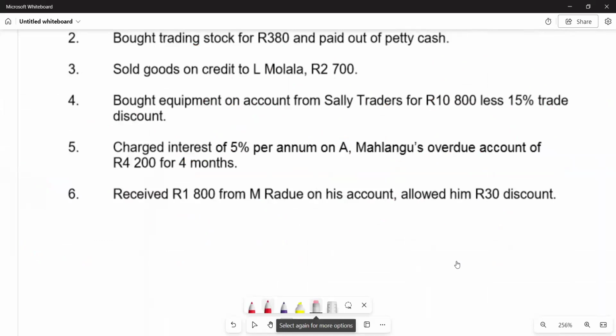Right, on the fifth one, we are saying charge interest of 5% per annum on Mahlangu's overdue account of 4,200 rands for 4 months. But the issue is there's an interest that is being charged there. We are charging an interest, so we are receiving the interest. So you're going to have an interest income account, and we are charging Mahlangu. So it means this one is a debtor, supposed to pay us the interest. So we are having a debtors control, and we are also going to have interest income.